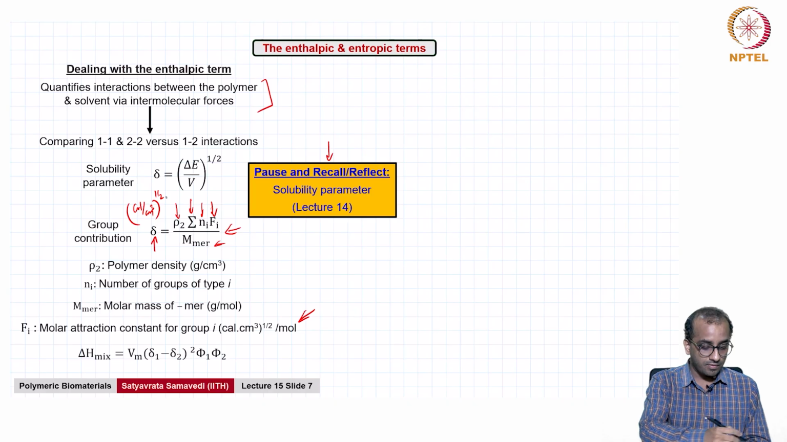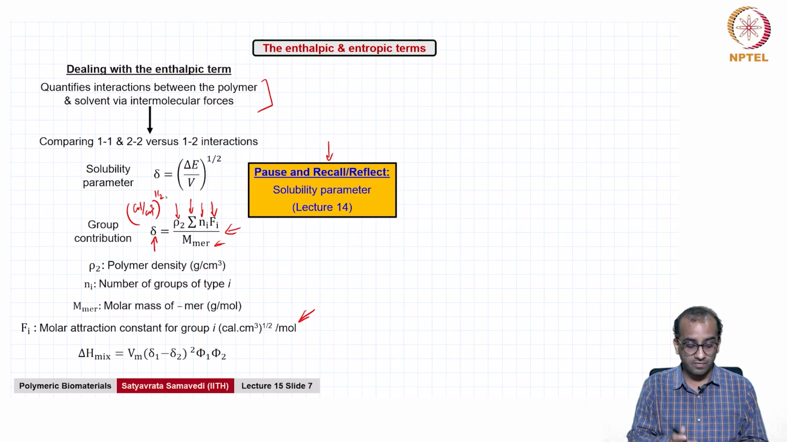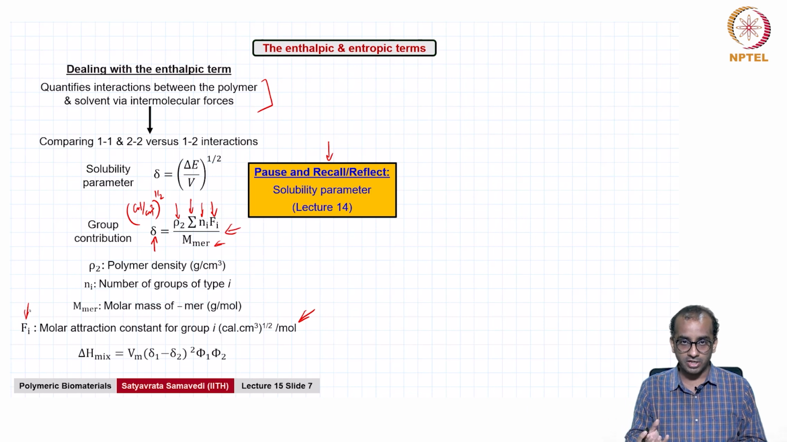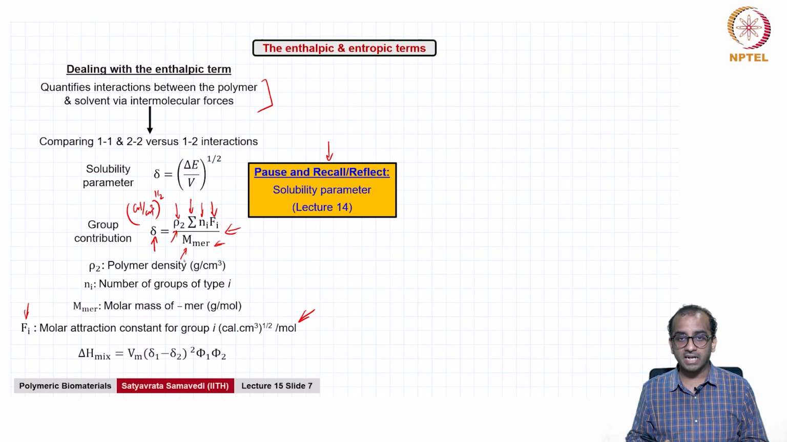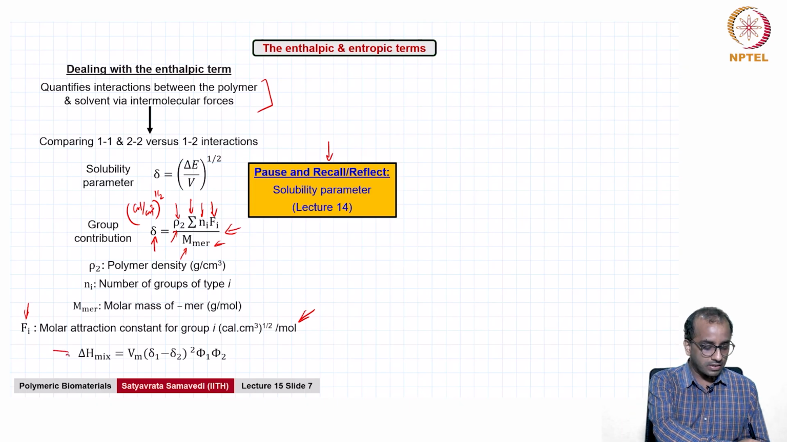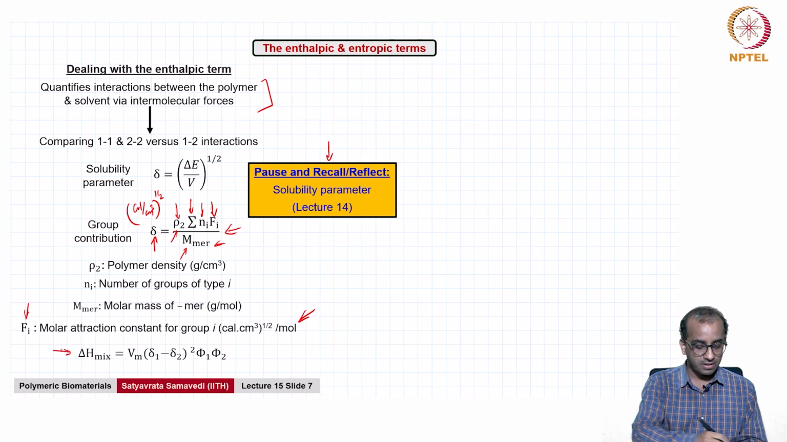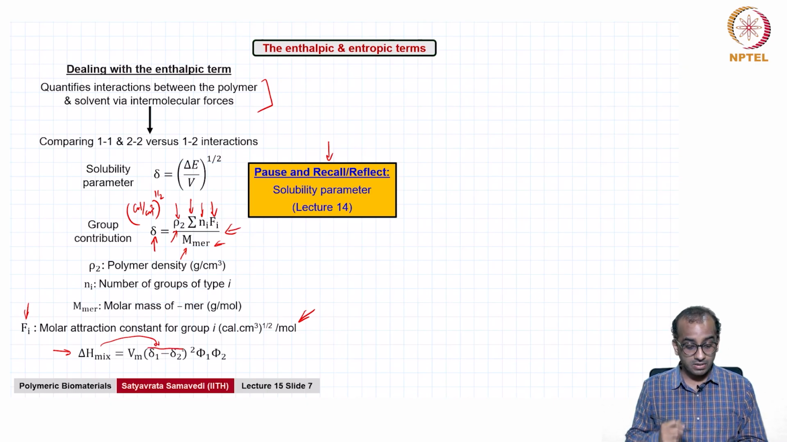So, you can actually do this piecemeal, where you can find the Fi for each of those components in the chain, and you look at the number of such components in that chain, you multiply them and sum them up, and then if you factor in the density and the molar mass, you can indeed access the solubility parameter for a polymer. This is just one way to do this. So, from this you can see that delta H for mixing can be given by this equation, where you can relate it to the solubility parameters. This is an equation we have already seen in the earlier lecture, lecture number 14.